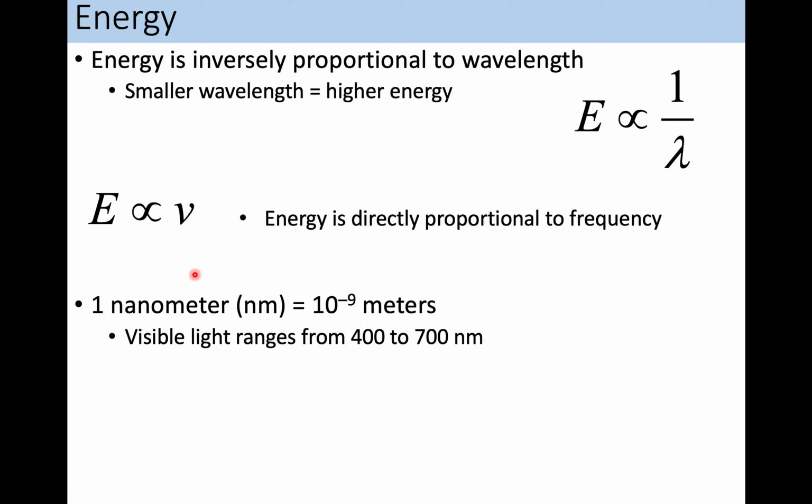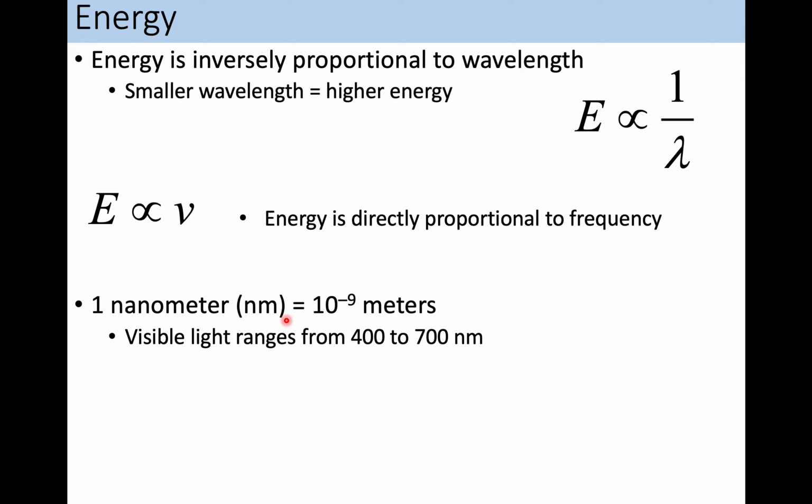And one thing to note is the nanometer, which is a unit that you will see a lot when we're talking about EM radiation, electromagnetic radiation. You'll see it as nm. It's 10 to the minus 9 meters. So a lot of wavelengths are reported in nanometers. So I wanted to make sure to say this from the start.